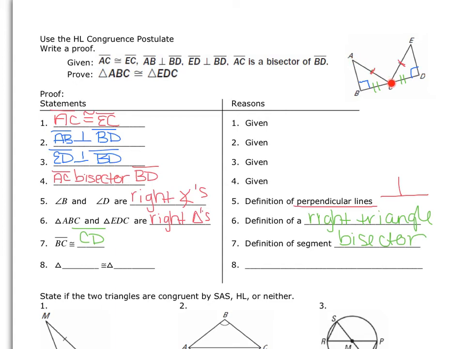So you see we have the hypotenuses of each triangle, and we have a pair of legs, which are the same legs in each triangle. So hypotenuse leg is why these two triangles are congruent to one another. HL.